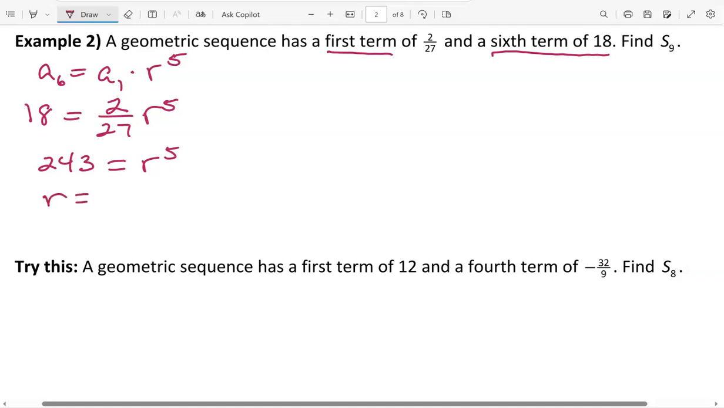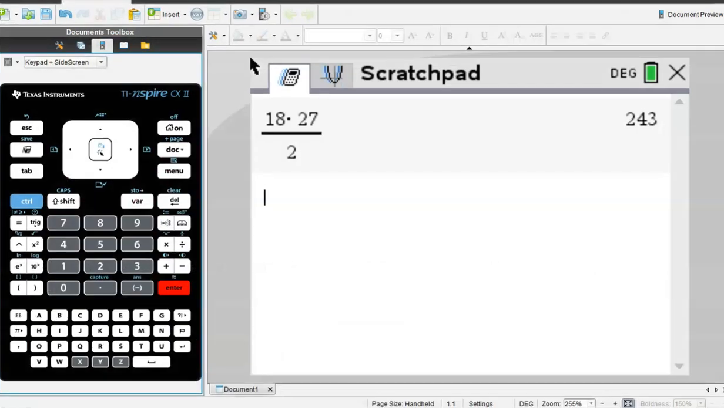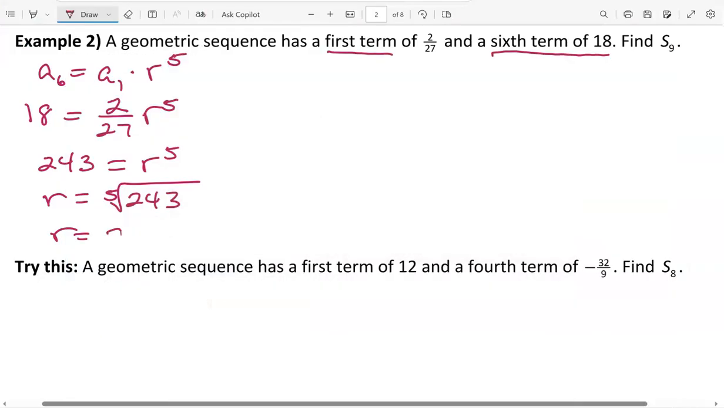And now we need to take a 5th root. And the easiest way to take a 5th root on your calculator is to raise 243 to the 1/5 power. So 243 raised to the 1/5 power gives you 3.